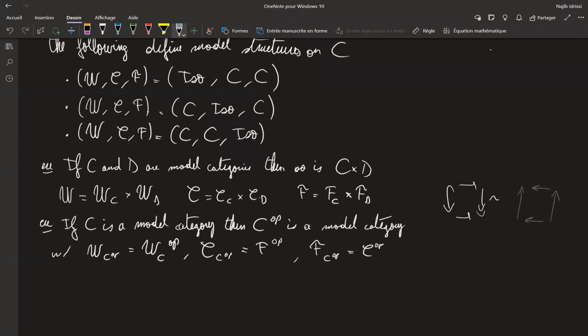And left and right are exchanged. But cofibrations are always on the left and fibrations are always on the right. So you have to invert things. Okay.